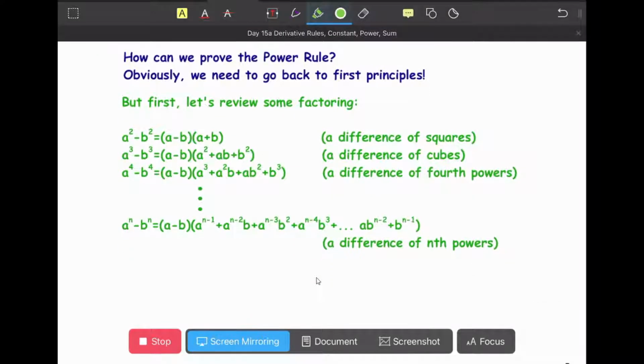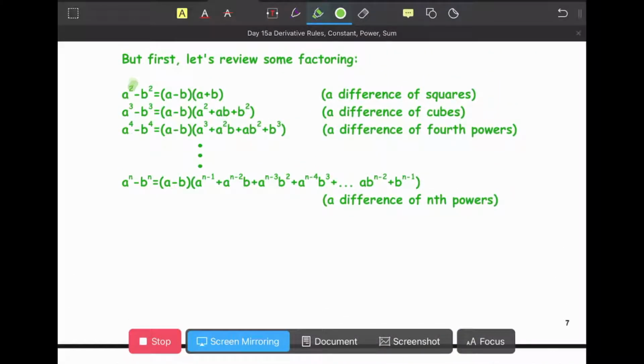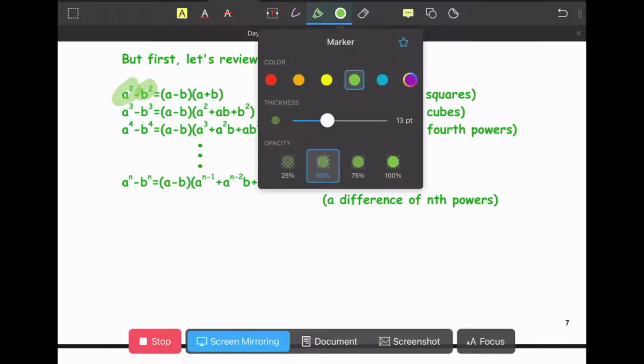Continuing on, how can we prove the power rule? Obviously, we need to go back to first principles, but first let's review some factoring. So in the first case, if I have a difference of squares, my first term and my second term are both something squared, and it's a difference, so we're subtracting.